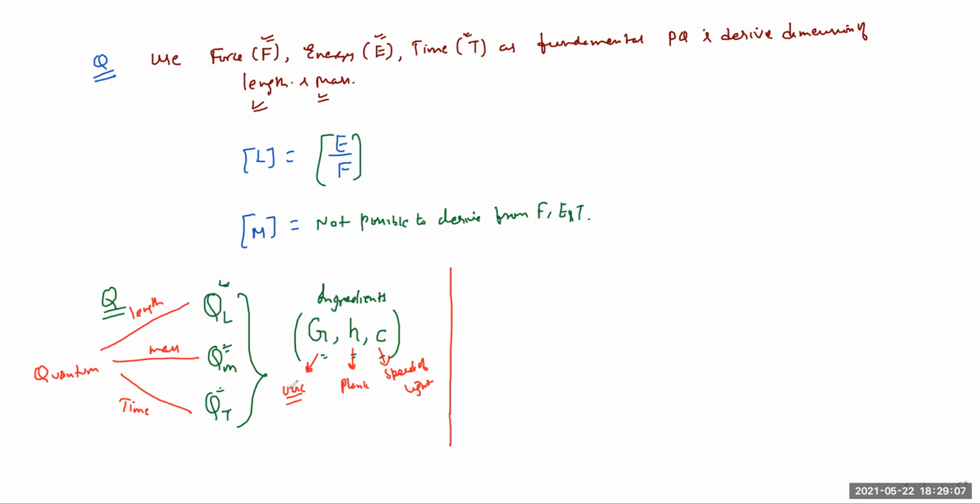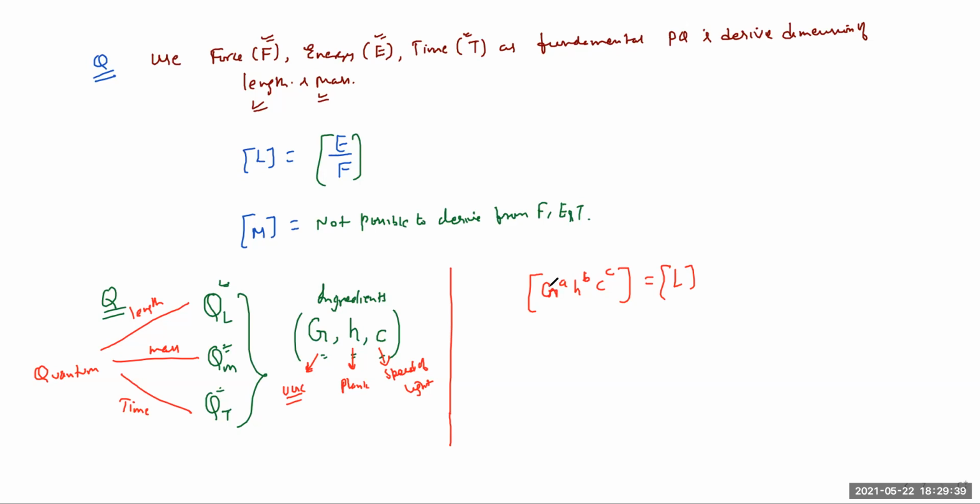Sir, I got L, length. Yes. You have to derive L in terms of G, H, C. What is the power of G, H, and C? What is A, B, C? Let's say if I say G to the power A, H to the power B, and C to the power C, then what are the values of A, B, C? Because this should dimensionally be L, right? For quantum length.